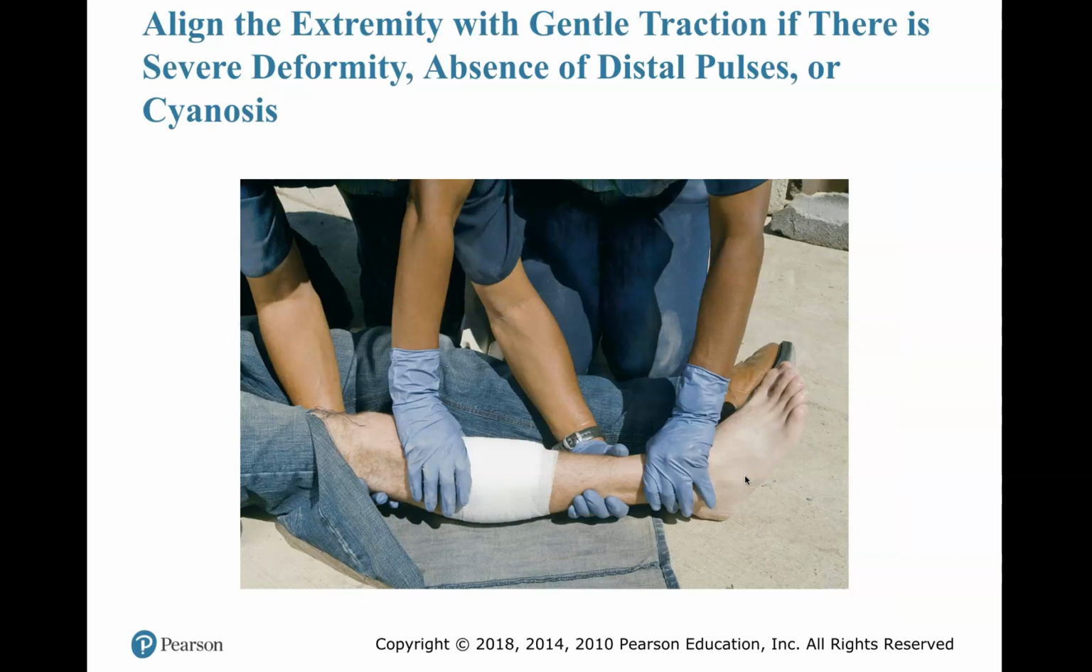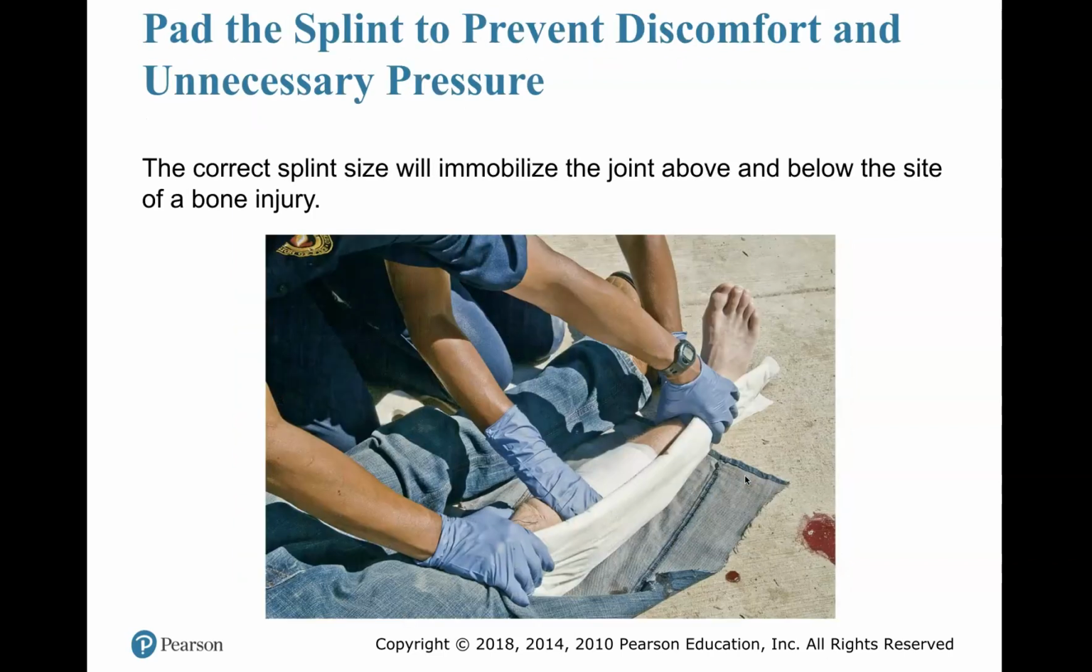Align the extremity with gentle traction if there is severe deformity, absence of distal pulses, or cyanosis. Yes, you are going to realign the bone. You're not resetting it. You're just realigning it so you can splint it. Pad the splint to prevent discomfort and unnecessary pressure. The correct splint size will immobilize the joint above and below the site of the bone injury.